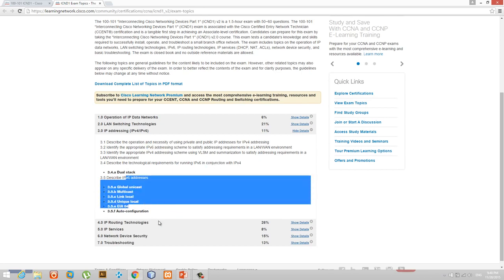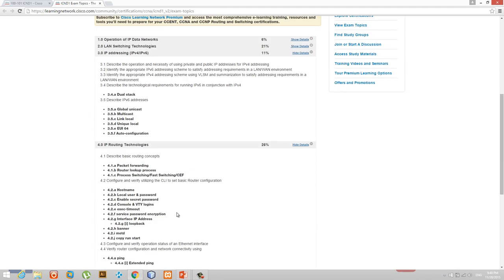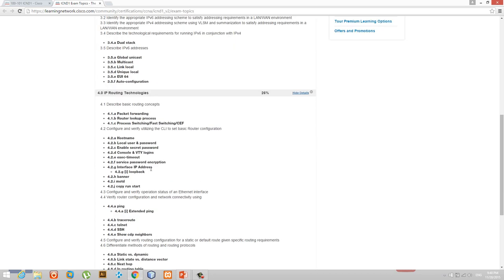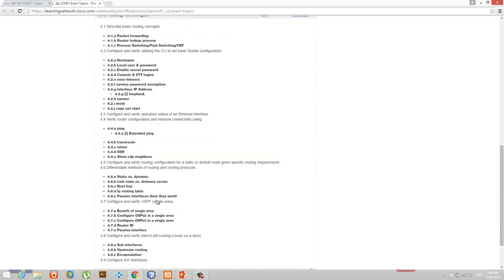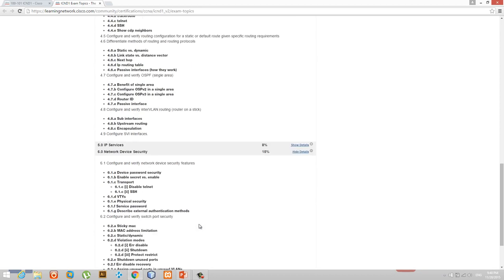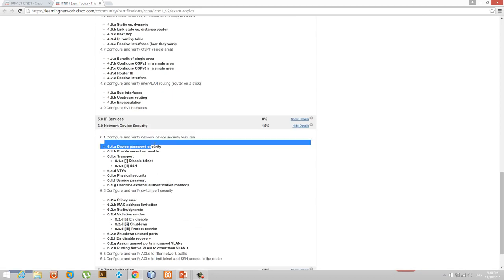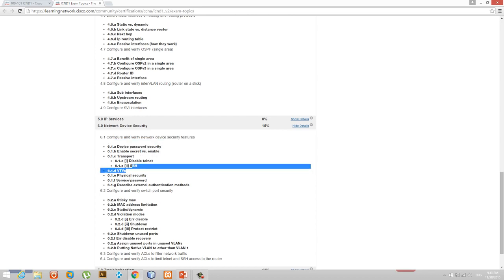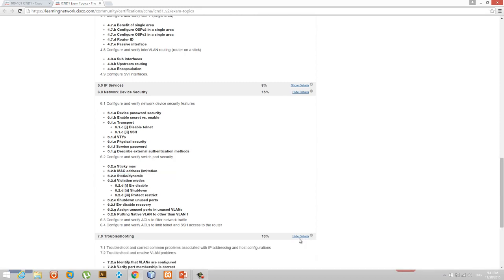Again, IP version 6 addresses, we'll come back to it. Routing technologies, we'll be starting from the next video, right? We'll look at some of the routing technologies. IP services, network device and security, I think we did this. Password security is enable versus secret, disable telnet, SSH, we did that. VTY, physical security, assigning VLANs, putting native VLANs other than VLAN 1, port disable, violation mode, sticky MAC address. We did discuss this.